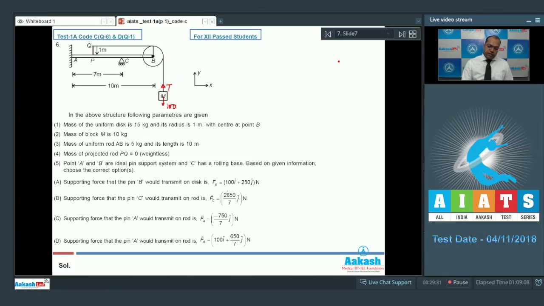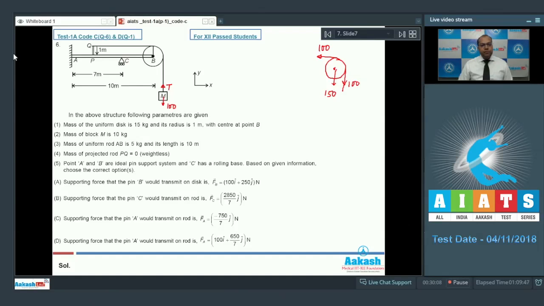So I can say that if this is my disc, then at this point 100 Newton is acting and at this point 100 Newton is acting. That is tension. The mass of the disc is 15 kg, so the weight acting is 150 Newton. So let's check the validity of these statements, starting with statement A.